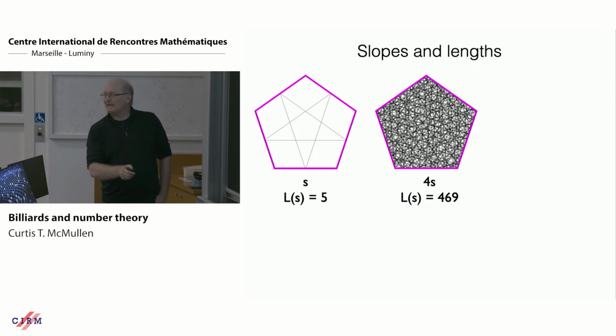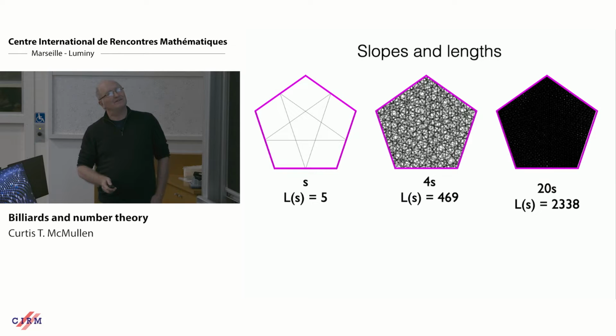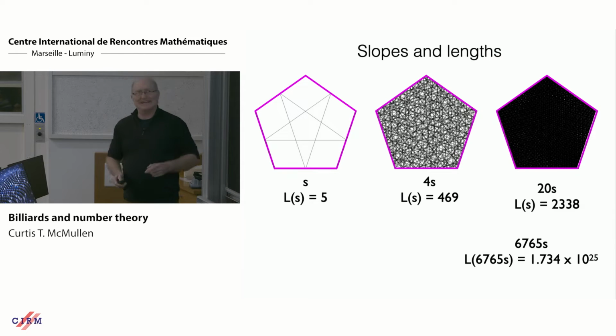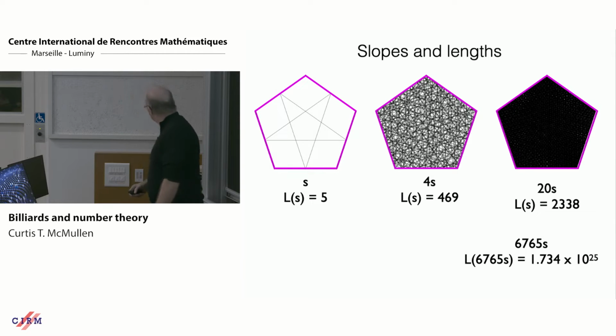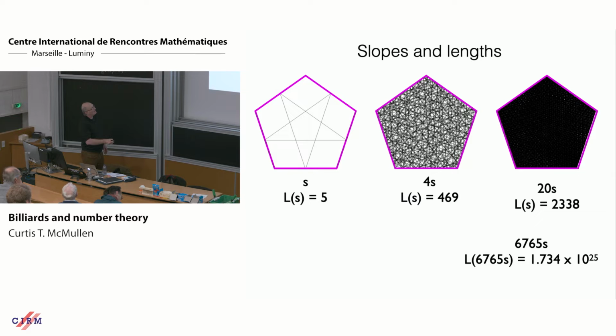There's 469 segments in this picture. Even though this number is pretty easy to describe, it's 4 times the previous number. And if I take 20 times the previous number, I see 2,338. Can you see they're a little bit too thick to count? And if I take a random number like 6,765 times s, then there's about 10 to the 25 segments in the trajectory. And by the way, you might wonder, how did I ever calculate how many segments there were? That's a kind of interesting problem in its own right. So what we see is that in contrast to the square, where if the slope is like p over q, then the number of segments in the trajectory is like the maximum of p and q, up to a constant, here the complexity of a closed trajectory grows very rapidly with respect to the complexity of the number describing the slope.